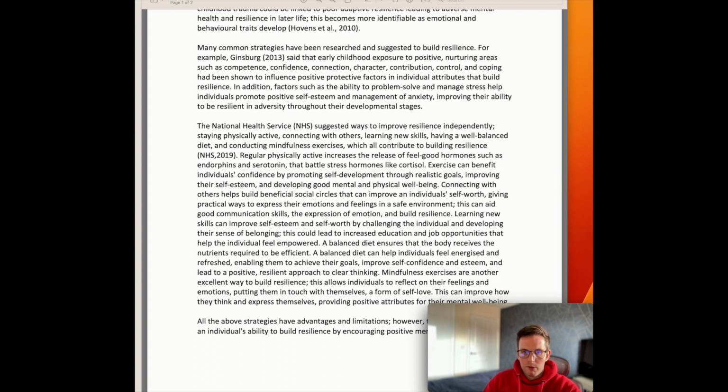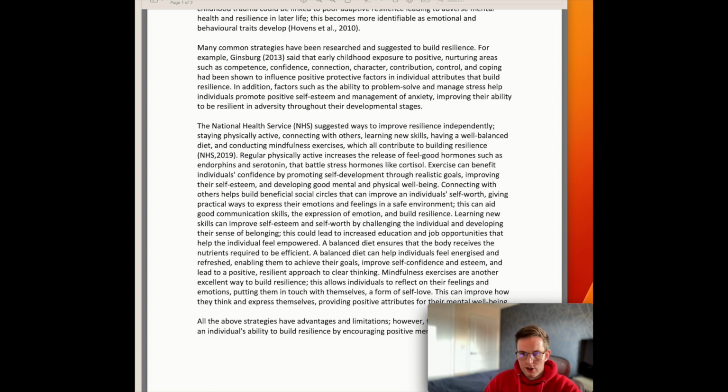Connecting with others helps build beneficial social circles that can improve an individual's self-worth, giving practical ways of expressing their emotions and feelings in a safe environment. This can aid good communication skills, the expression of emotion, and build resilience. Learning new skills can improve self-esteem and self-worth by challenging the individual and developing their sense of belonging. This could lead to increased education and job opportunities that help the individual feel empowered.